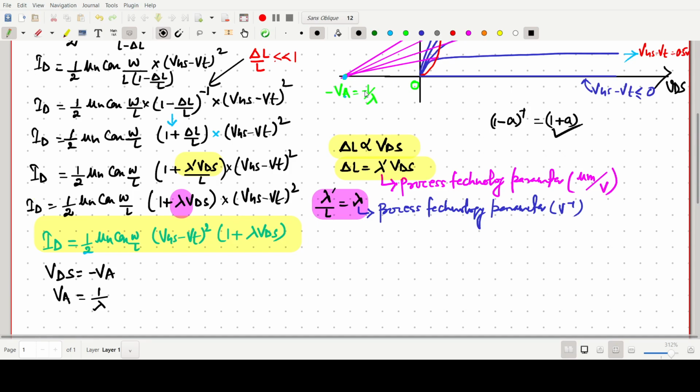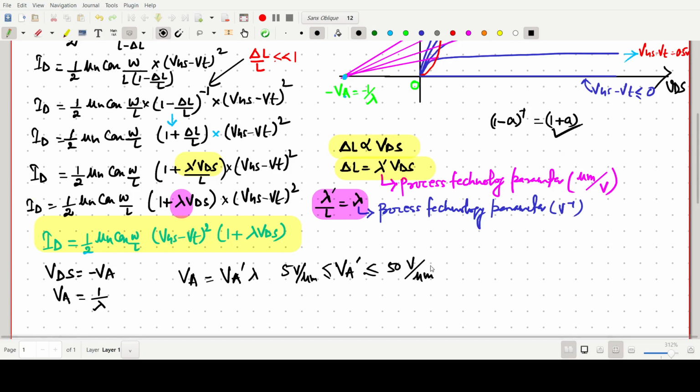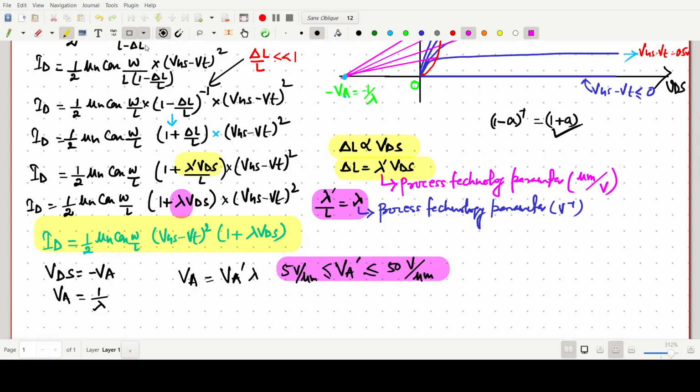In general this is also called, sometimes we say this is a process technology parameter, and this VA can be written as VA dash into L. It is entirely process technology dependent, with the dimension. And this VA dash, as per the Microelectronic Circuits book, the range is somewhere around 5 volt per micrometer to around 50 volt per micrometer.